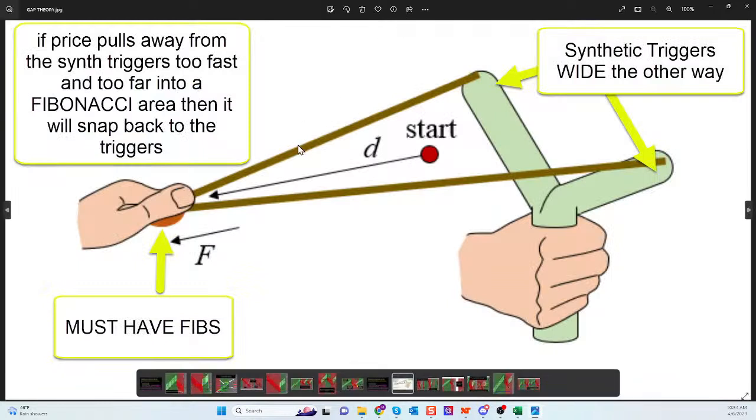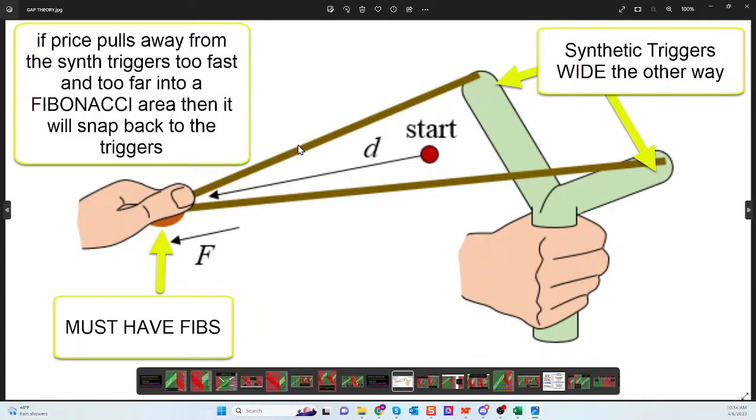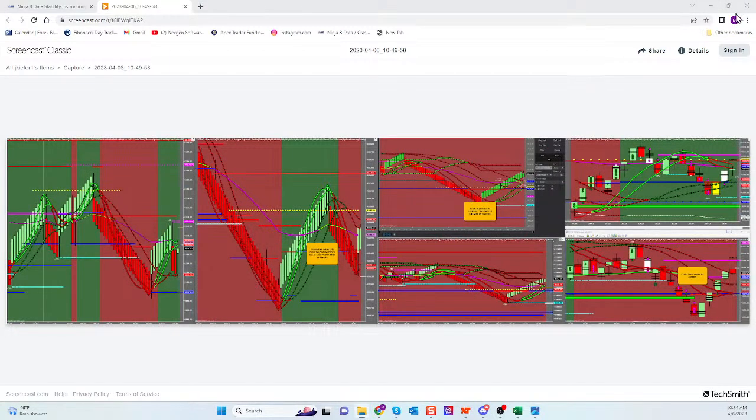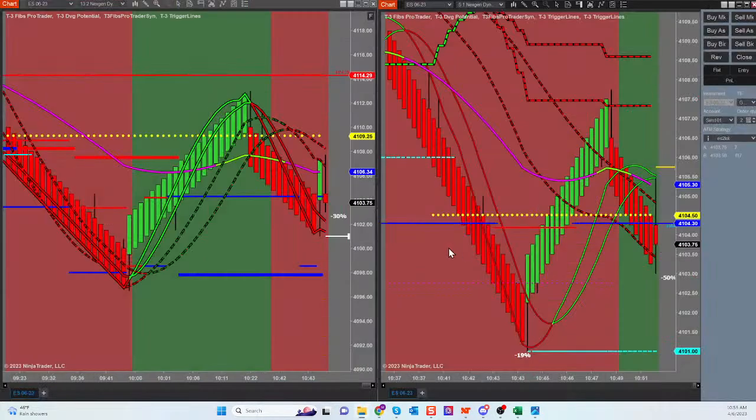Are you familiar with the gap theory, Learned Hand? Have you ever heard me talk about that? When price reaches an area, those price bars accelerate away from the large triggers. Too fast, too far, it typically snaps back. So let me show you what happened on your trade.